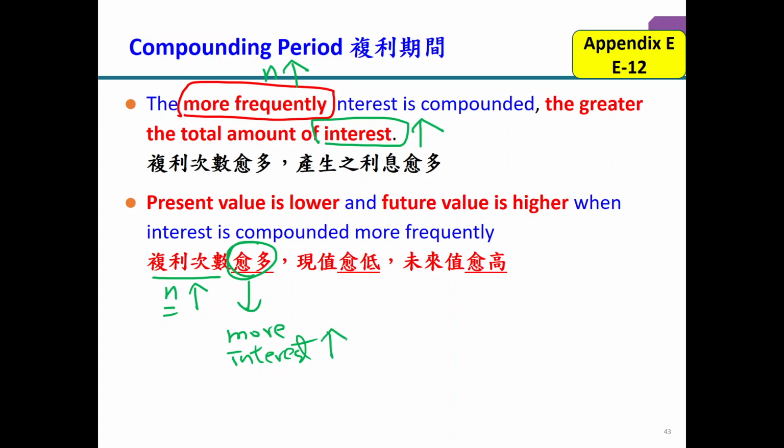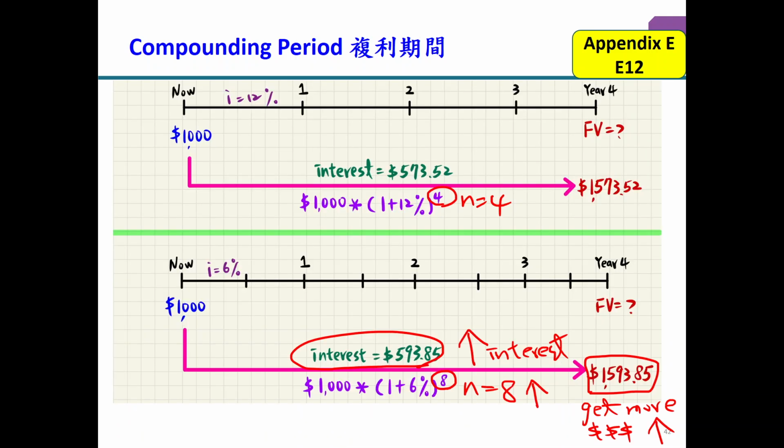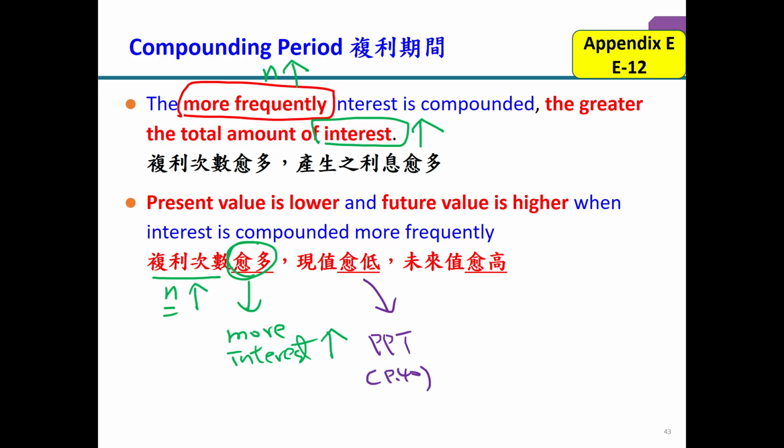So that will make your present value lower. You can look at your slide, PPT, page 40, right? Your present value will be lower like your slide. PPT, here, 40. Present value will be lower, right? And your future value will be higher on slide page 42. Any questions? So this is present value lower, future value higher.